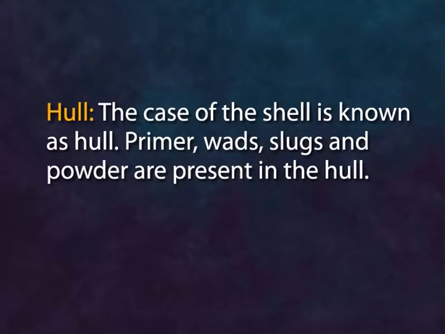Primer, wads, slugs and powder are present in the hull. For shotgun, the cartridge case is made from several layers of paper which are tightly compressed. The base of this paper shell is made of brass. Plastic shells for shotgun are also being manufactured now.